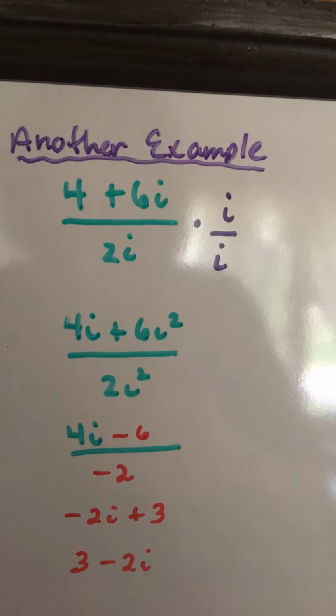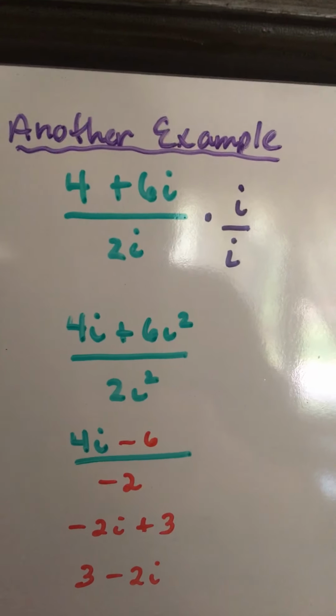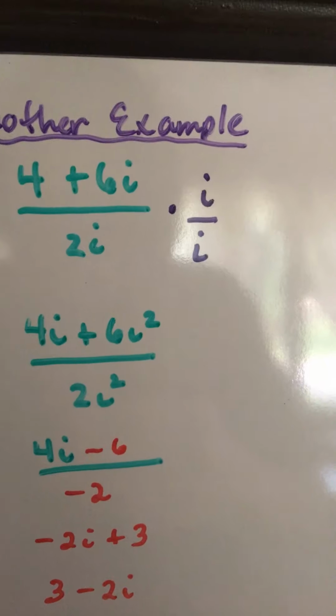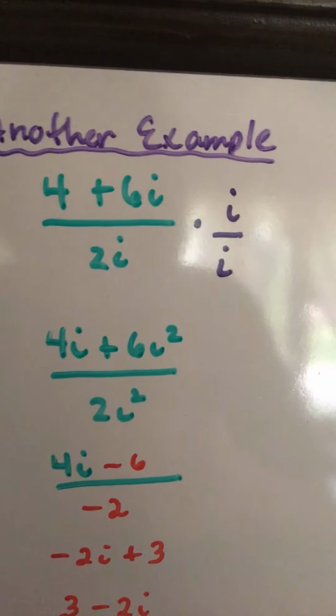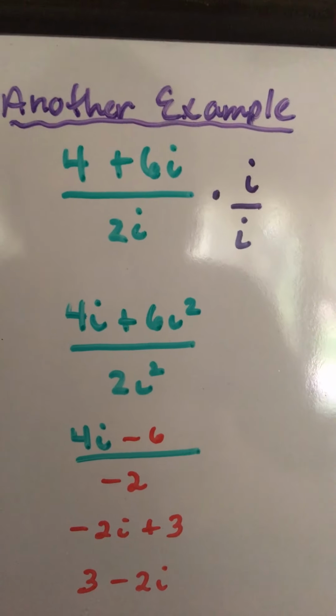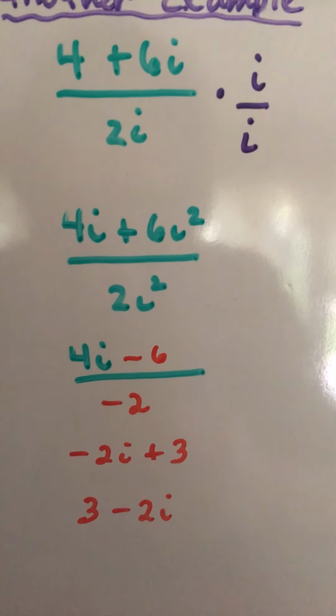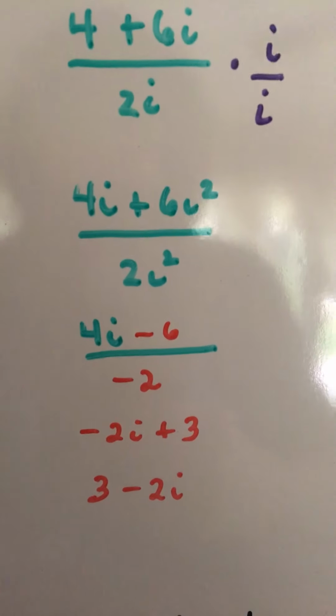So in this one, I could have divided those all by 2 first and said 2 plus 3i over i. I didn't, but I could have. And now I have i over i. But what do I end up with? Well, 6i squared is -6. 2i squared is -2.